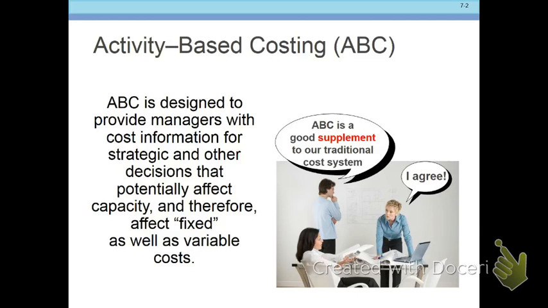Activity-based costing is designed to provide us with better cost information. It's relatively easy to do here in class. In the real world, it is very complex. But the reason why we might want to do this is because we might want to determine, if you will, how profitable a customer is.